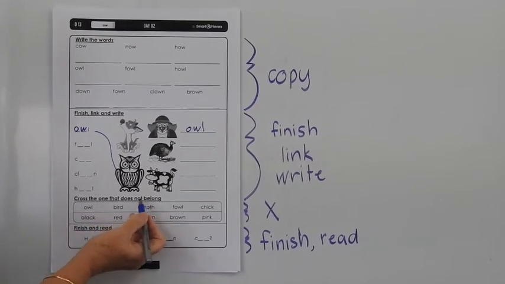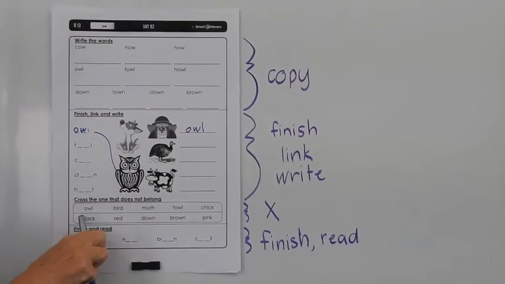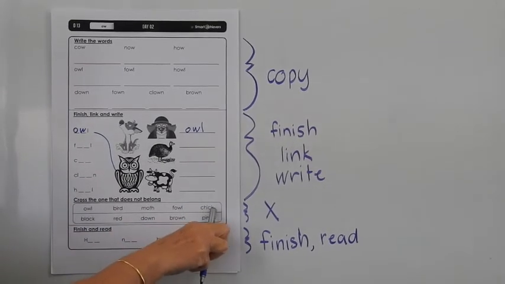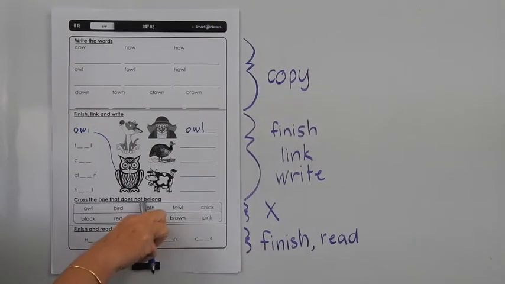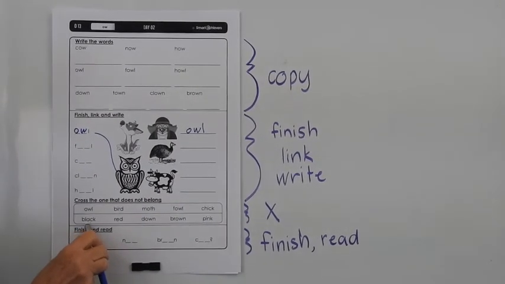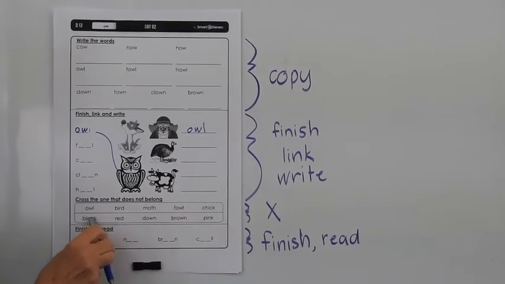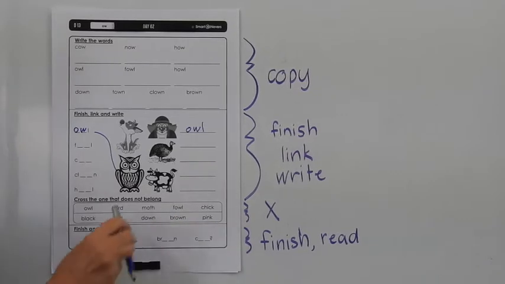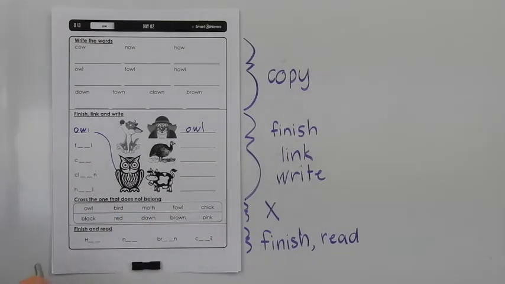Cross the one that does not belong. Let's read those words. We've got owl, bird, moth, fowl and chick. Which one is not a bird? It would have to be moth. You'd have to cross out. See if you can work out which one is not a colour in this line. Black, red, down, brown, pink. And cross out the one that is not a colour.